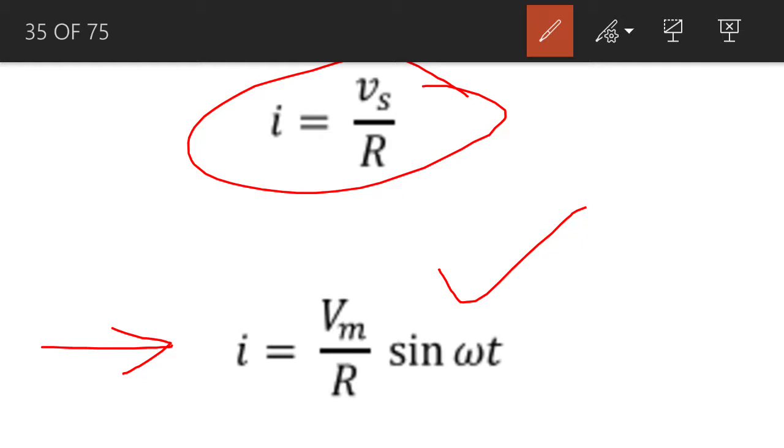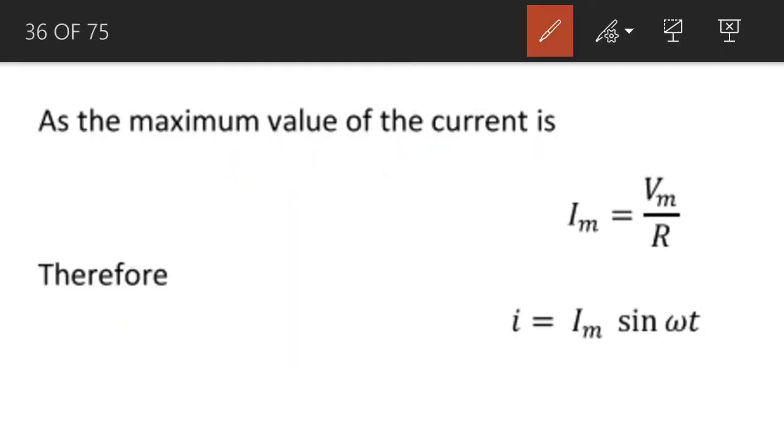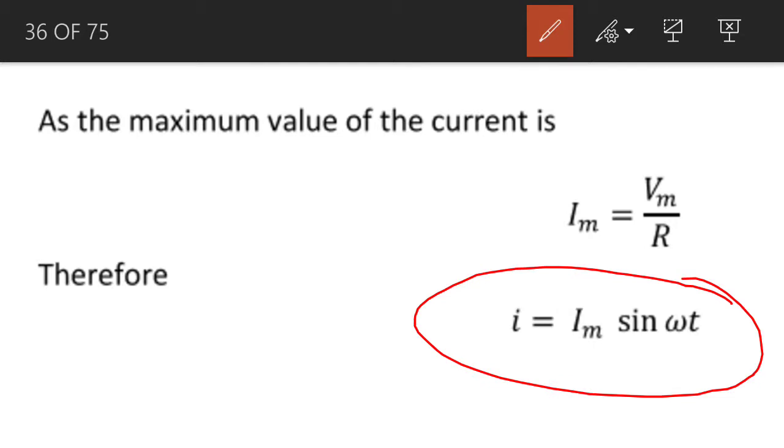It changes its direction with respect to time. The magnitude of this current changes with respect to time as well. So we know that the maximum value of the current will be equal to Vm divided by R. Vm by R gives you the maximum value or the peak value of this particular current. And if we put this value in the previous equation, so this is the equation for the AC current in the AC circuit.